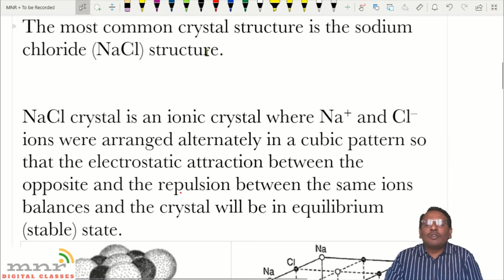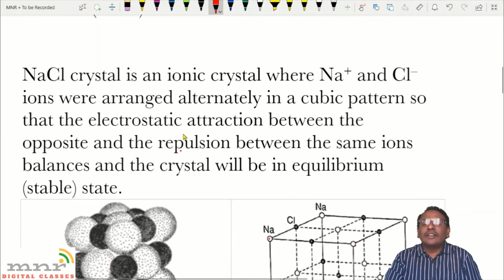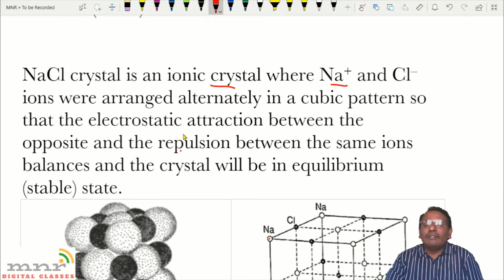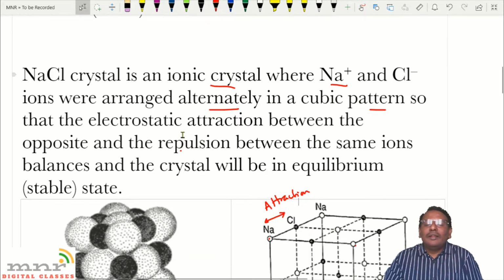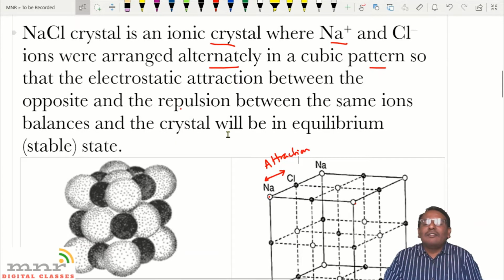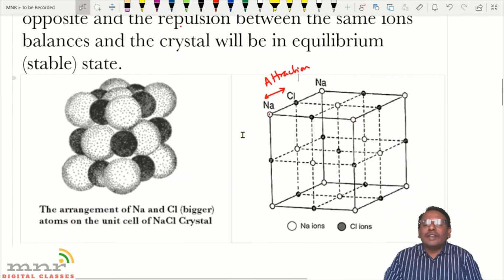We know that sodium chloride, or NaCl, is an ionic crystal where sodium Na+ ions and chlorine ions are arranged alternately in a cubic pattern, so that the electrostatic force of attraction between the opposite kind, that is Na+ and Cl-, and the repulsion between the same ions, that is repulsion between the chlorine or sodium ions, will be balanced so that the crystal will be in a stable or equilibrium state.